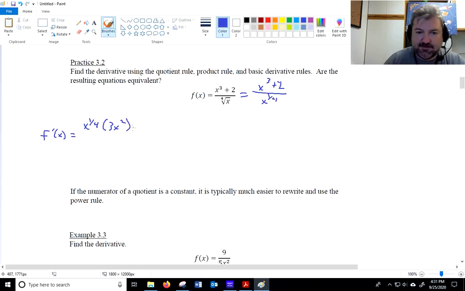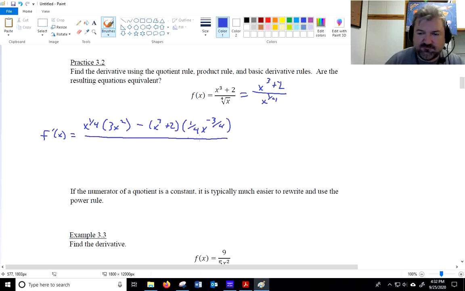So low d high minus high d low. So that would be a 1/4 x to the negative 3/4, because you subtract 1 from 1/4. All over low low. Now, this is x to the 1/4 squared. And you could realize that that's actually going to be just x to the 1/2, or you could write it like that if you really want to. So either way is okay. So that is the derivative using the quotient rule.